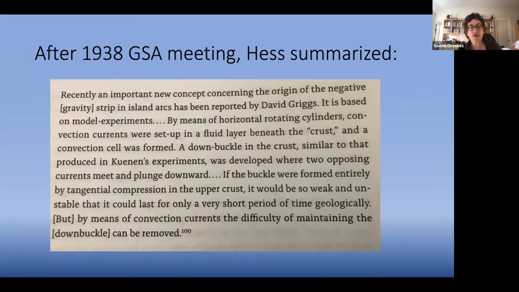So after the 1938 meeting, Hess summarized. He wrote: recently an important new concept concerning the origins of the negative strip in the island arcs has been reported by David Griggs. It is based on model experiments. By means of horizontal rotating cylinders, convection currents were set up in a fluid layer beneath the crust and a convection cell was formed. A down buckle in the crust, similar to that produced in Cunan's experiments, was developed where two opposing currents meet and plunge downward. If the buckle were formed entirely by tangential compression in the upper crust, it would be so weak and unstable that it could only last for a very short period of time. But by means of convection currents, the difficulty of maintaining the down buckle can be removed.